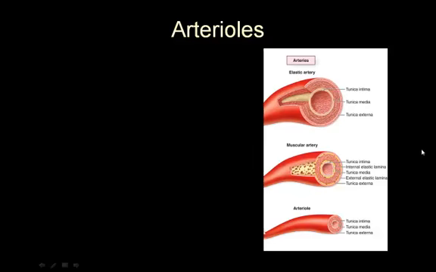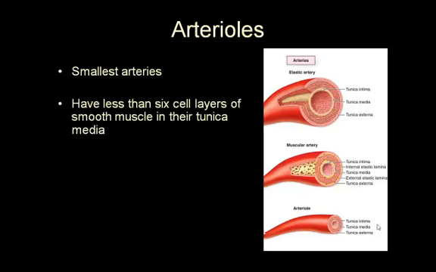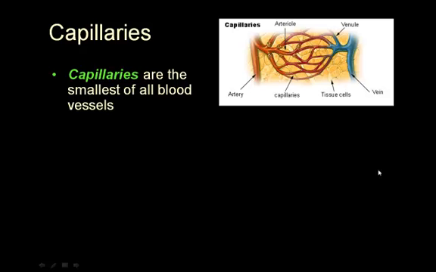And lastly, let's talk about the arterioles. These are the smallest arteries immediately prior to branching into the capillaries. They have less than 6 cell layers of smooth muscle in their tunica media. So you can imagine now these are getting quite small before branching immediately then into the capillaries.